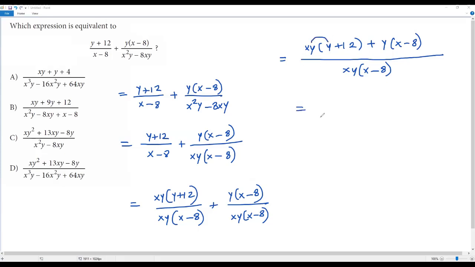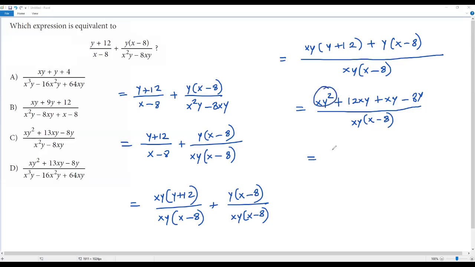When I distribute xy to y, it becomes xy², plus xy times 12 becomes 12xy. When I distribute the positive y to x, it becomes positive xy. When I distribute the positive y to negative 8, it becomes negative 8y, over xy(x - 8). Now we can do further simplification.